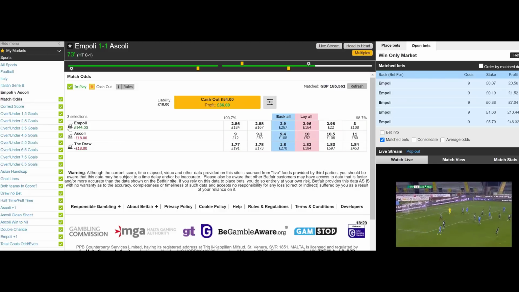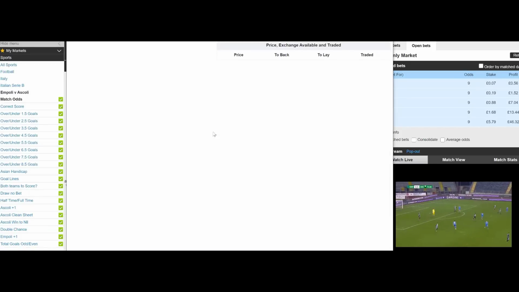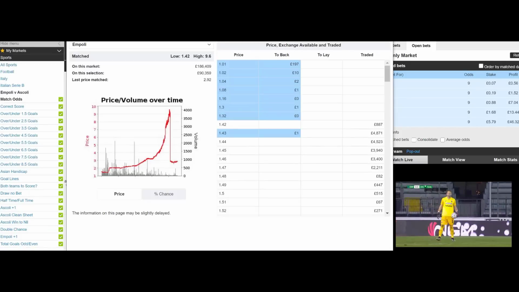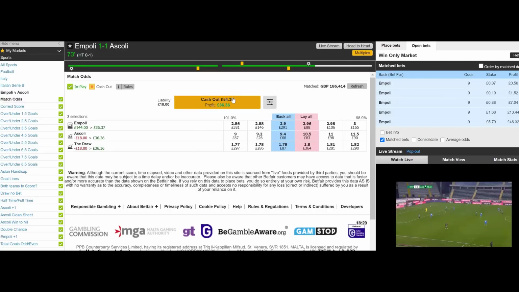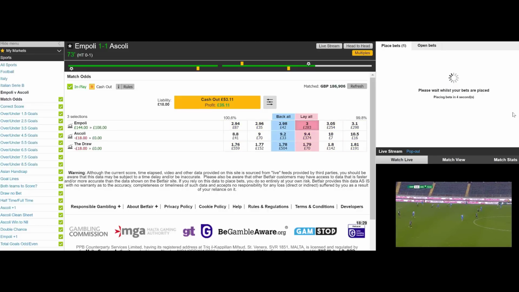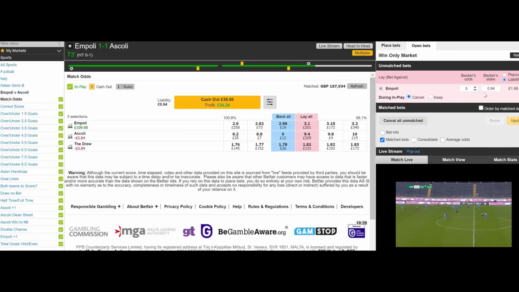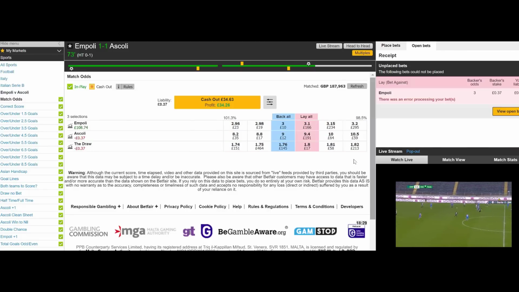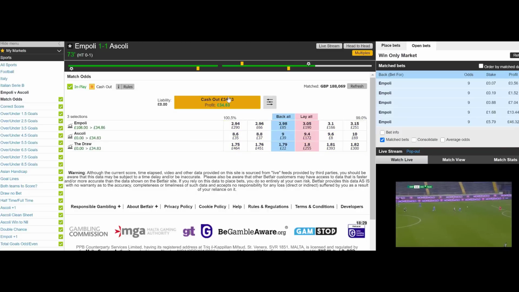Now Empoli have equalised and the price has now steamed in, right? So it's gone in from 9 into 2.96 at the moment. Now the cash out is offering us £35 there. But just creating a free bet, let's just put that in, gives us the profit potential there of £108, okay? So that is something to keep in mind, because that is a significantly larger profit than just taking the cash out, okay? When you think that our risk was £18, well, the cash out is kind of offering us twice what we risked, which doesn't sound too bad initially.